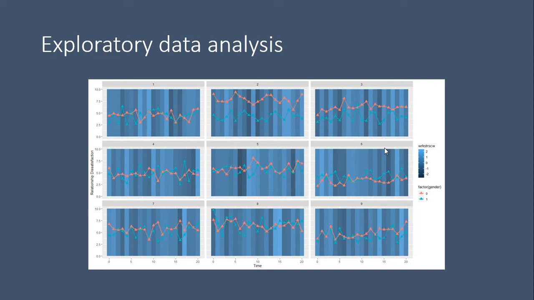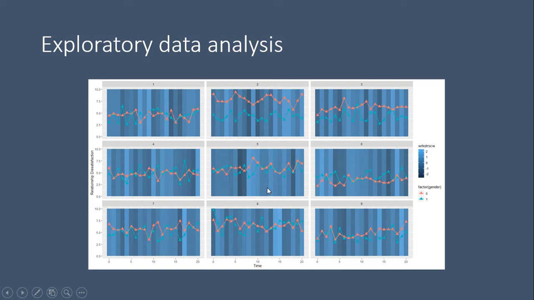We can see that for dyads 1, 4, 7, 8, 9, 6, 5, basically their relationship dissatisfaction is on the same scale. For dyads 2 and 3, the male has a higher relationship dissatisfaction overall, and in dyad 3 it is slightly higher. So these are the things that we can learn from this exploratory data analysis.